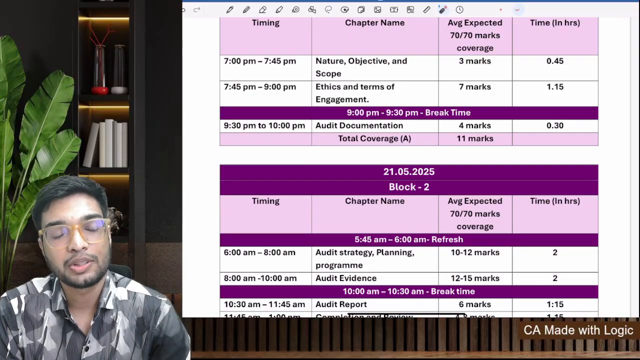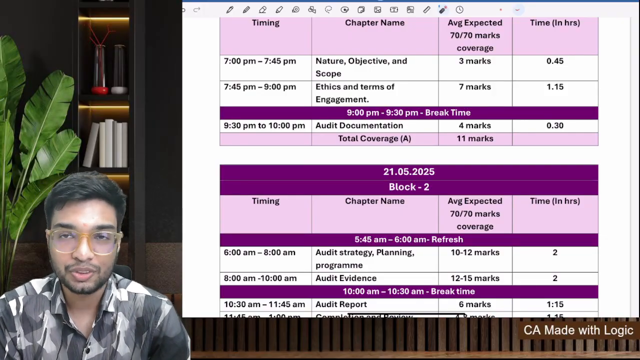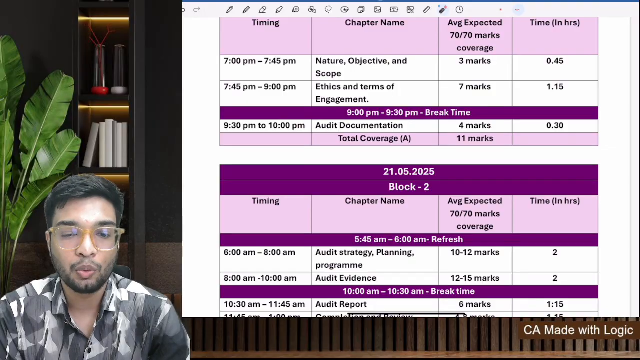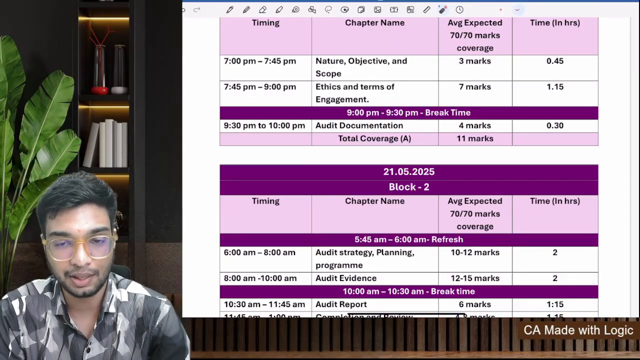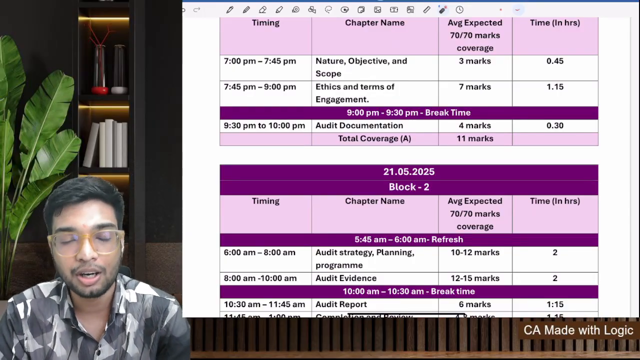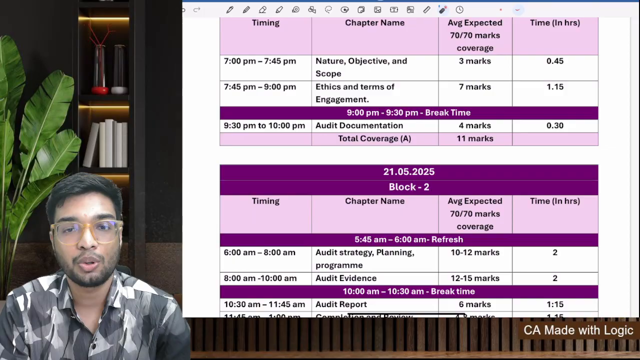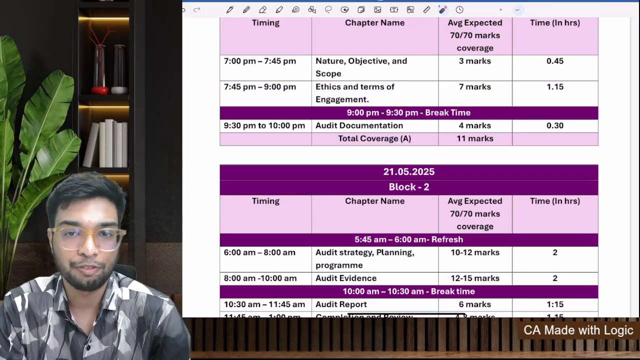So I hope your costing paper went well. It's okay. There will be a few people who might feel that their paper was not as per their expectation. It's completely fine, my dear. Forget about the past. Focus on your present so that you can change your future.